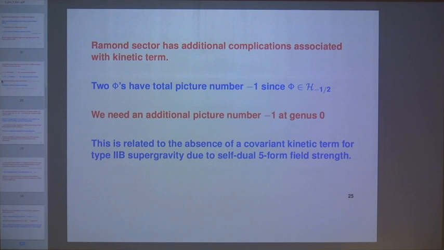Now this looks like a technical problem, but one can show that in fact this problem goes much deeper, because it is related to the absence of a covariant kinetic term for type IIB supergravity due to the self-dual five-form field strength. So the absence of an action for type IIB supergravity or type II string field theory is essentially tied to this strange feature of picture number conservation.